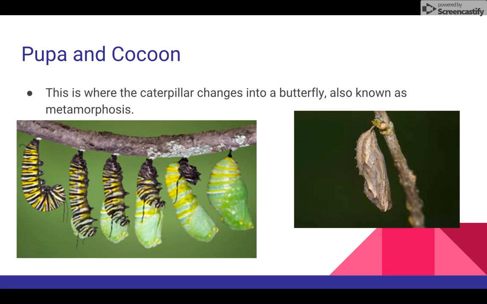This is where the caterpillar becomes pupa and cocoons itself. In the cocoon, it goes into metamorphosis to become a butterfly.